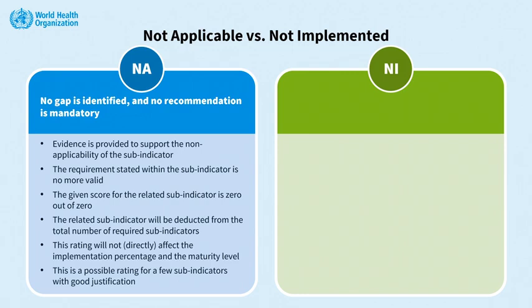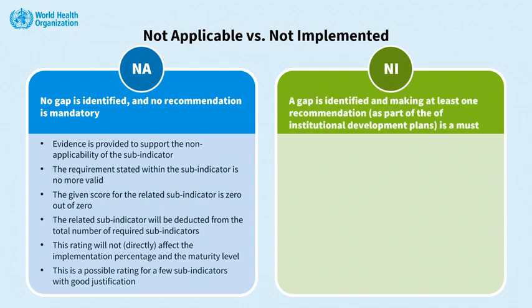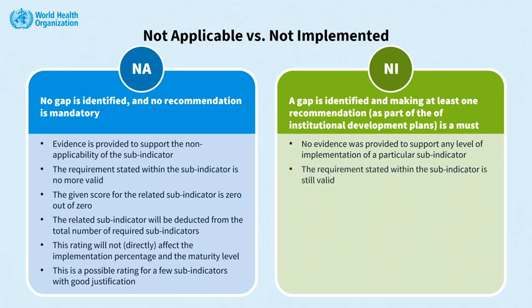On the other hand, a not implemented sub-indicator indicates that a gap has been identified and at least one recommendation, as part of the institutional development plan, must be provided. Not implemented score is the only option when no evidence is provided to support any level of implementation of a particular sub-indicator. The requirement stated within the sub-indicator is still valid, and the given score for the related sub-indicator will be 0 out of 1.